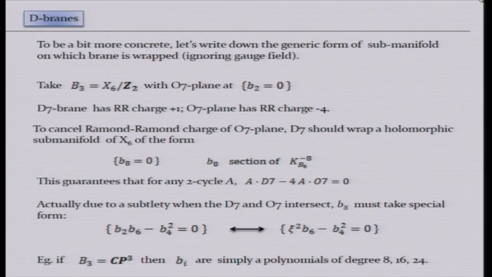I can use, say, CP3. I construct a double cover to get a Calabi-Yau. Then I take three polynomials, B2, B4, and B6. B2 equals 0 is my orientifold plane. B2 B6 minus B4 squared equals 0 is my D7 plane. Voila. The only thing you still need to do is to find a gauge field on top of it. But that's the complete generic form of a D7, O7 compactification.